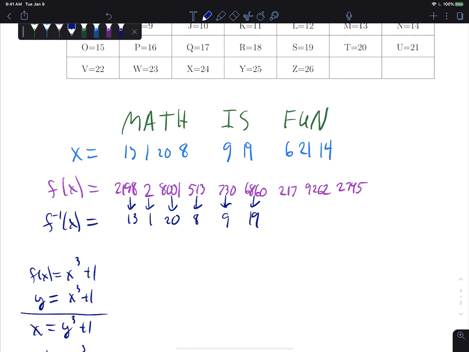6860 will give us 19. 217 will give us 6. And 9262 is 21. 2745 is 14. And once we know that, 13 is M, 1 is A, 20 is T, 8 is H, 9 is I, 19 is S, 6 is F, 21 is U, and 14 is N.